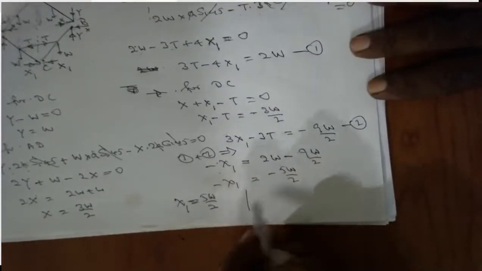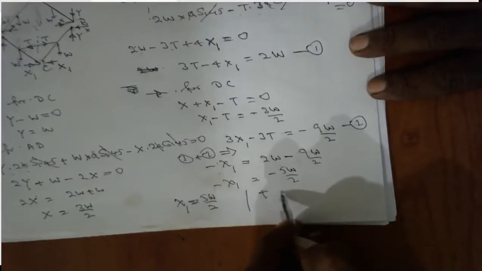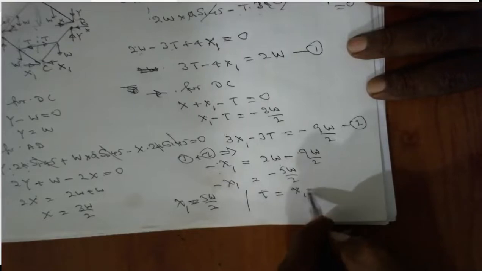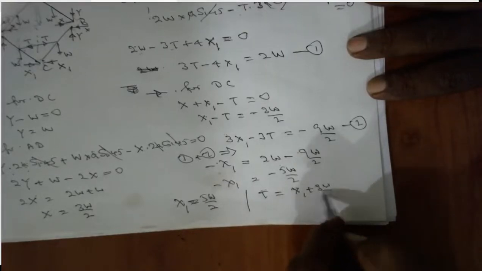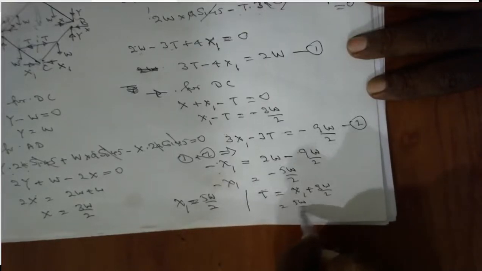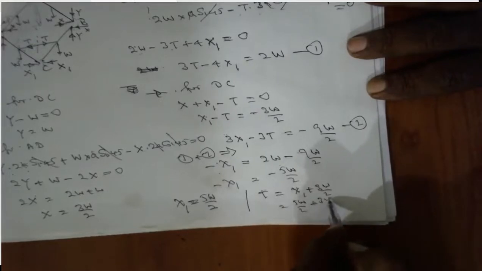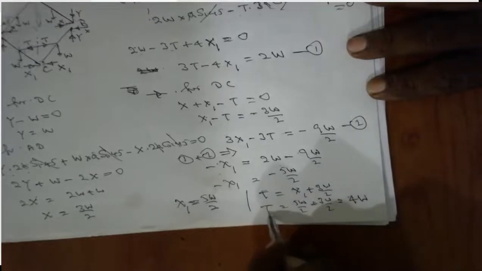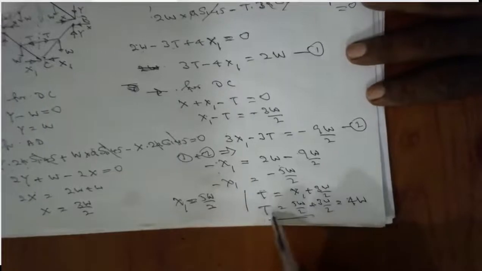Now you got the reaction at C. Now you want to find T also. What is T? T equals X1 plus 3W by 2, 5W by 2 plus 3W by 2 equals 4W. T equals 4W. The thrust in the light rod is 4W. Reaction at C is 5W by 2.